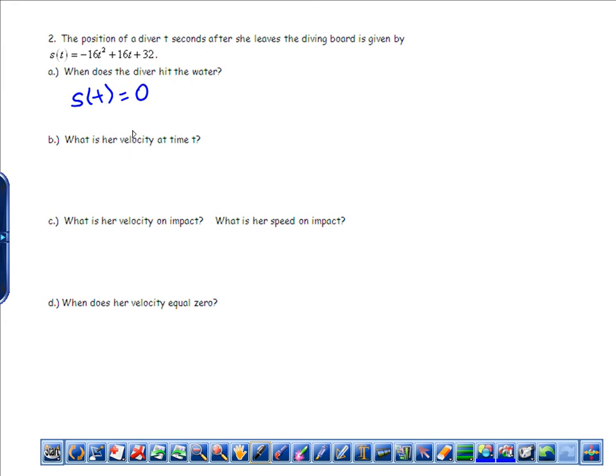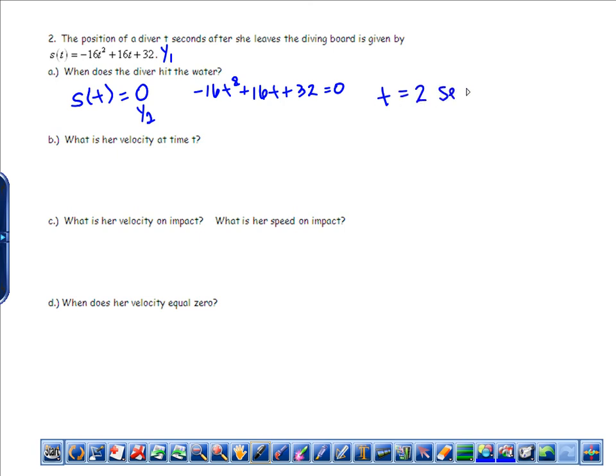Okay, so you're going to find the 0 in your calculator. You can do this by graphing and finding out when the diver hits the ground. You could have y1 up here and y2 equals 0, and find the 0 that way. You can set the equation equal to 0, negative 16t squared plus 16t plus 32. Set that equal to 0 and either factor, or maybe factoring doesn't work, do quadratic regression. You end up getting t equals 2 seconds.